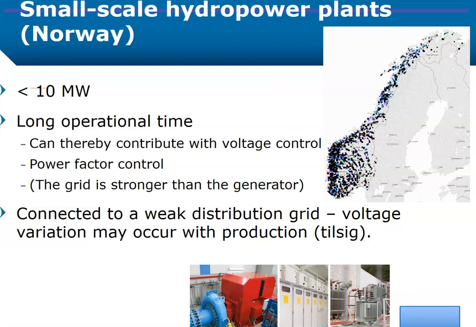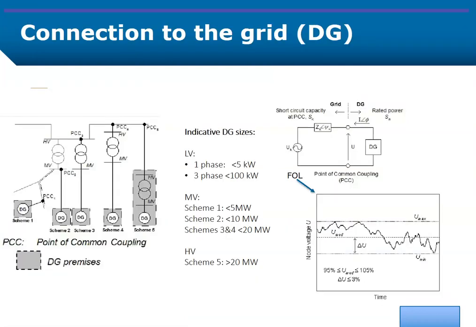Here on the right hand side, you can see a map of all the small-scale hydropower plants around Norway. A lot of dots around Norway, so it's very distributed. Typically less than 10 megawatts, with a typically long operational time, and they can contribute with voltage control. They can also run with power factor control. But typically they are connected to a weak distribution grid, and you can have some voltage variation due to that, which may occur with production. So that is a large amount in Norway of small-scale hydropower plants.